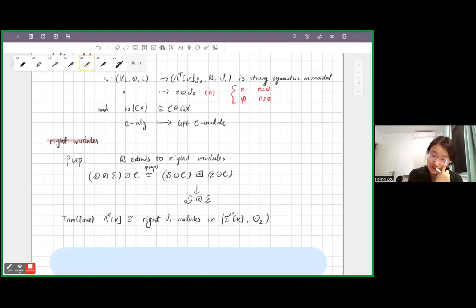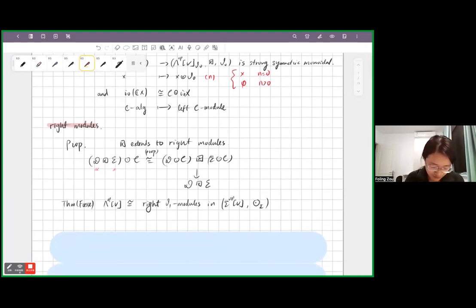Okay, what about right modules? So we can see that the deconvolution extends to the category of right modules. How do we get this? Well, if we have two right C-modules D and E, then from our proposition above, we have an isomorphism of D box E dot C to D dot C box E dot C. And now using the structure of D and E as C-modules, we get a map from this to D box E. So D box E is again a right C-module.